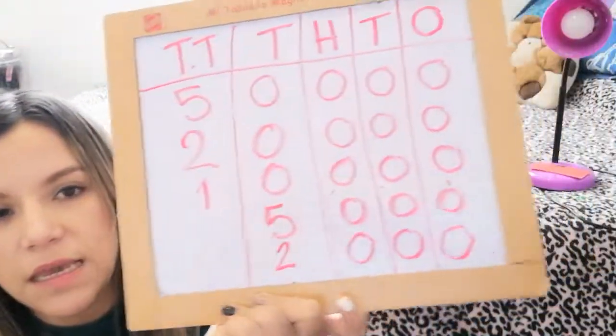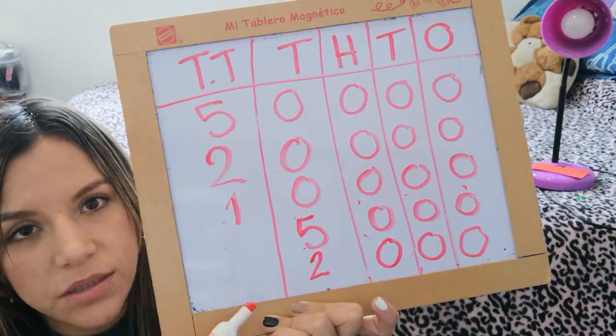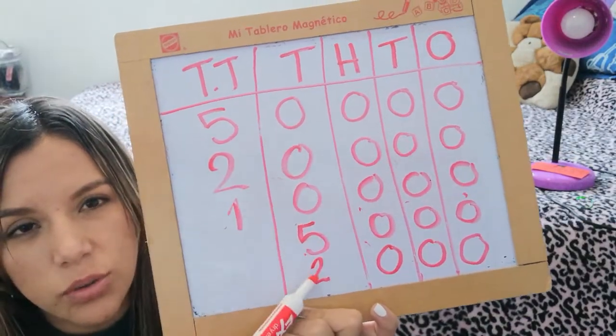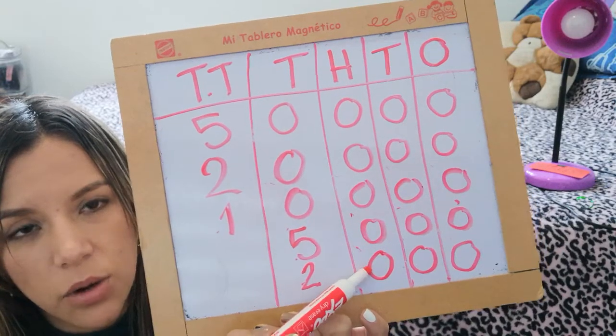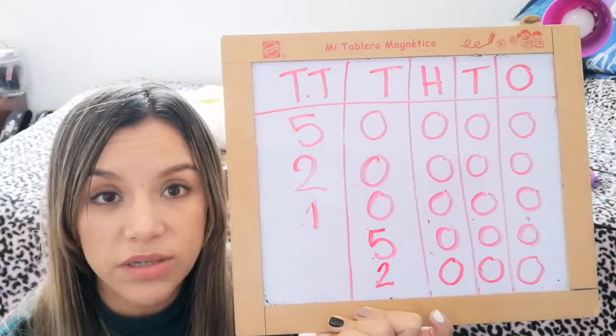As you can see, it also has 1, 2, and 3 zeros. No units on the 10,000s, 2 units on the thousands, no hundreds, no tens, no ones. And that's the 2,000 bill.